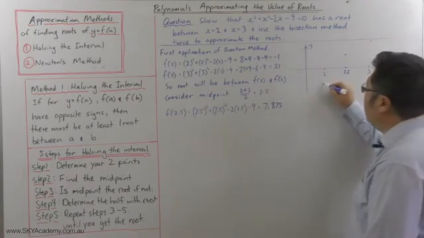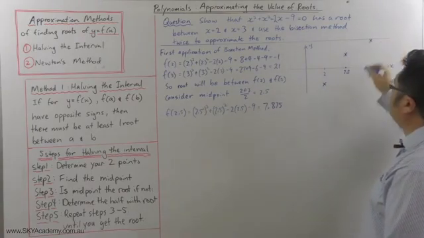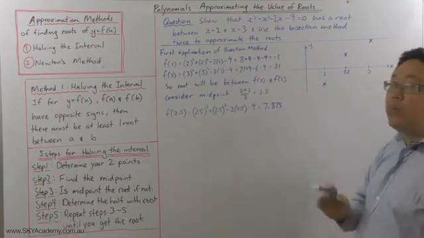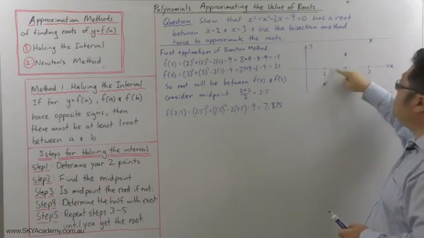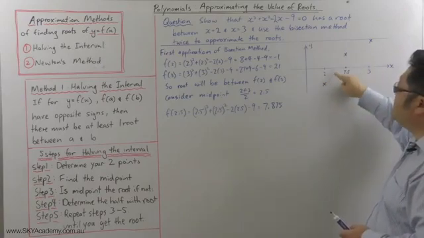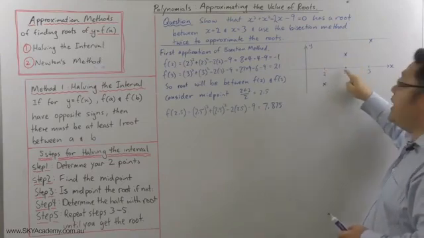So if you've got f of 2 being down here, f of 2.5 being there, f of 3 being up here, where does that suggest your root is going to be? So let's join the dots. If we join the dots between there and there, the root's going to lie, in other words, this line is going to cross between 2 and 2.5.